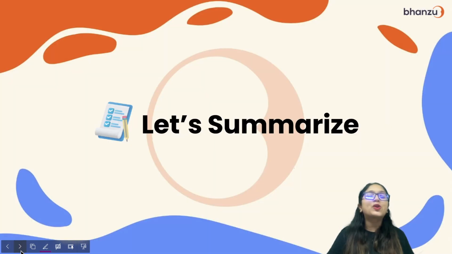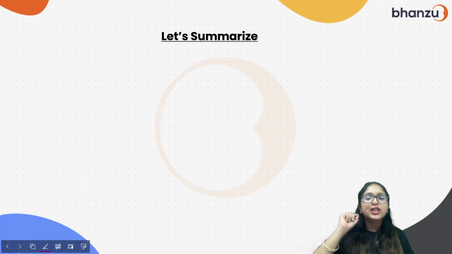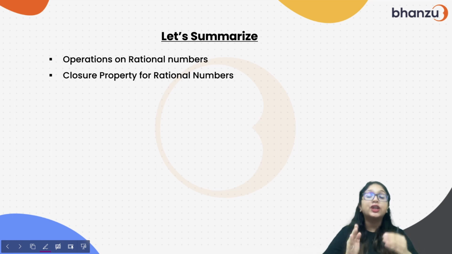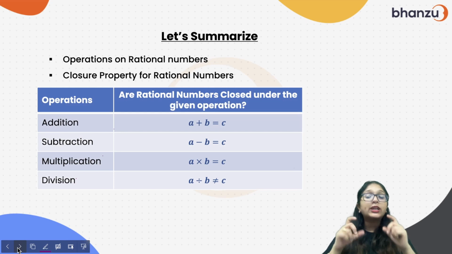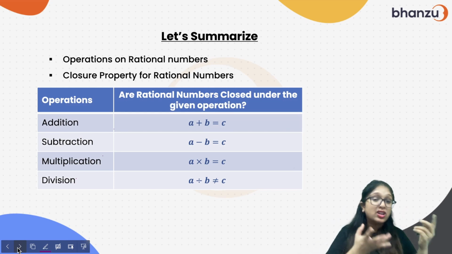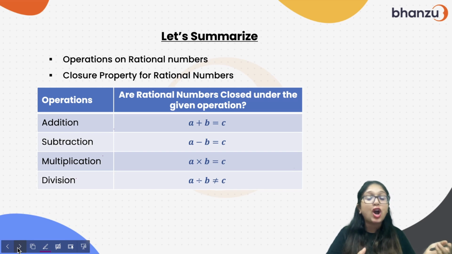Now we will quickly summarize what we have learned. First, we learned how to perform addition, subtraction, multiplication and division on rational numbers. Then we talked about the closure property. We checked whether rational numbers are closed under these operations or not, and we found they are closed under addition, subtraction and multiplication, but not under division.